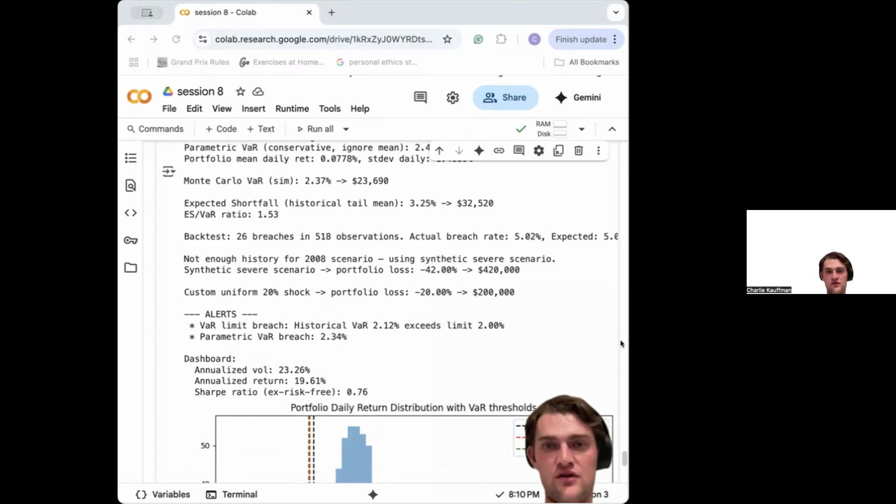Moving on to alerts. If we see messages here, they're telling us which limits we've crossed. For example, here, our VaR limit breach means our 1-day risk exceeds the board's tolerance. That's a signal to cut position sizes or add diversification to the portfolio. An ES/VaR ratio alert means our losses beyond VaR are too large, which could prompt us to add tail hedges like deep out-of-the-money puts.